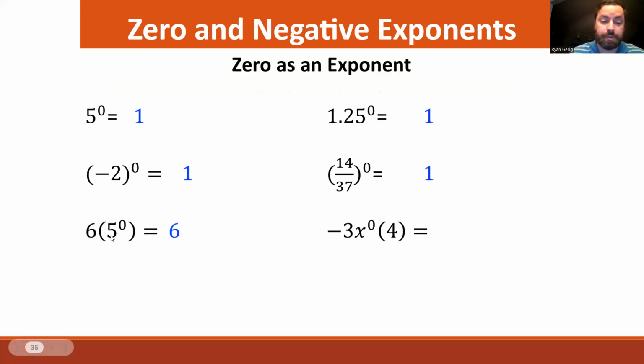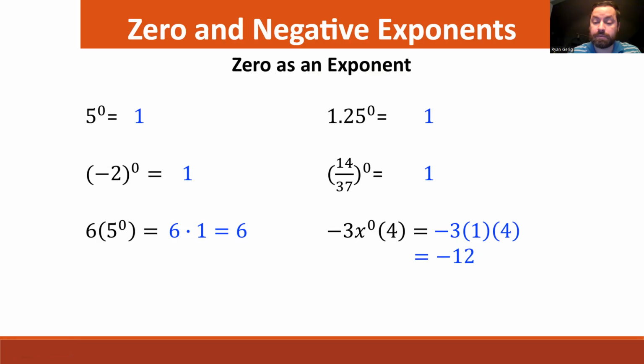The only thing that gets the 0 power is the 5. So 5 to the 0 power is 1, but then I didn't take that 1 and multiply it by 6, so I get 6 there. Pause it. Try this last one. The only thing that gets the 0 power is x. So I have -3 times 1, x to the 0 power is 1, times 4. So -3 times 1 times 4 is -12.